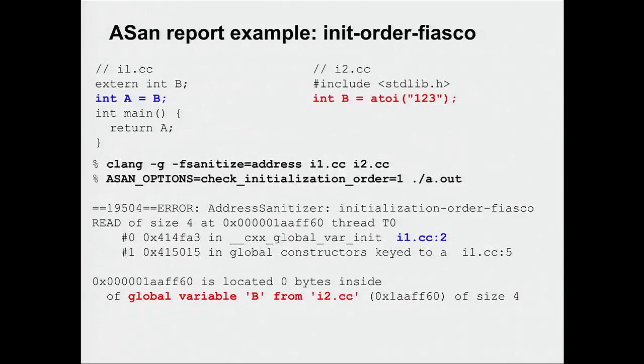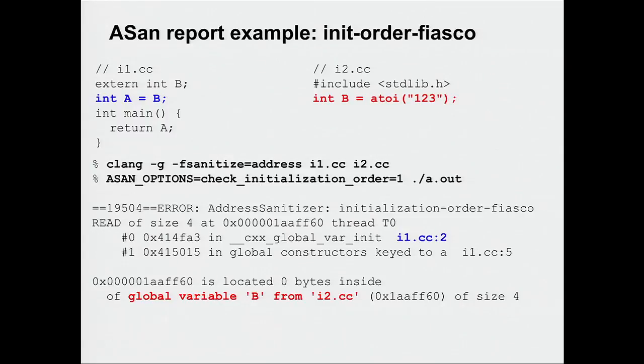unspecified. That means that if, in this example, the dynamic initializers from i1.cc are run first, then A will be equal to 0 and will return 0. But on the other hand, if i2.cc is initialized first, then B will be equal to 123, and we'll copy this value to A, and our program will return a different result, which is probably not what we intended to do. You can actually check this. The program will return different results depending on the order in which you specify the source files in your compiler invocation line.